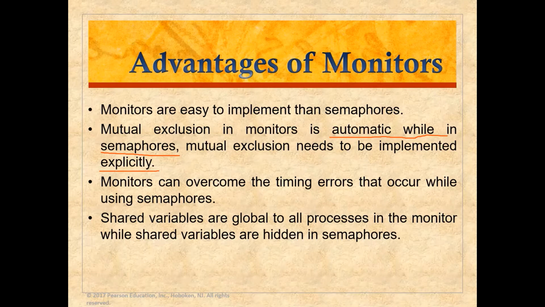A monitor can overcome timing errors because everything is in one place, and shared variables are global to all processes in the monitor. So all processes can have the shared variables together, while shared variables in semaphore are hidden because we do it in different areas of the source code.